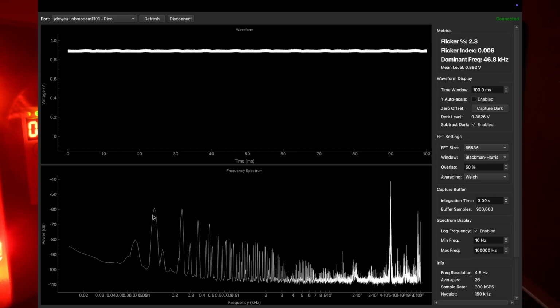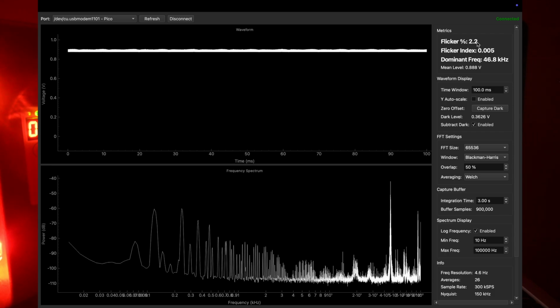Now, if we look at the frequency spectrum, we can see we have one component down here at the power line frequency, so there is a little bit of power line bleed through. And then we also have this higher frequency component that's actually the dominant here at 46.8 kilohertz. And that must be some sort of internal switching of the LEDs, maybe a boost or a buck converter.